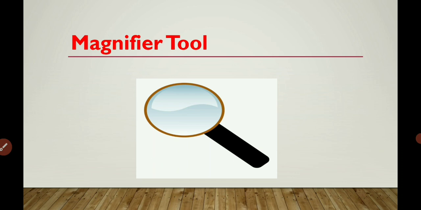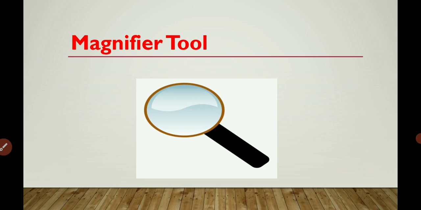You can see it looks even bigger than the actual size. So a magnifier or lens is used to show a particular thing even bigger. This magnifier tool also does the same thing. The magnifier tool is used to zoom in on your drawing.